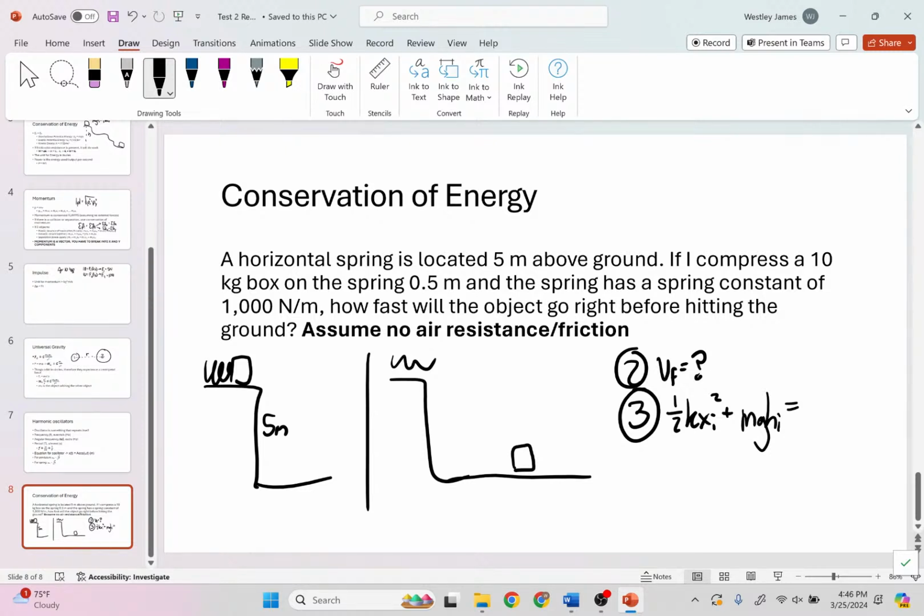At the end, is the spring compressed anymore? No, it's done its thing. It's launched the object. Nothing's compressing the spring anymore. Is it above ground? Nope, don't have that either. What do I have? Kinetic energy. And then once you've built the equation, you just put in the numbers and solve.